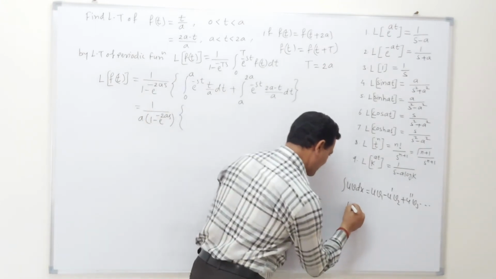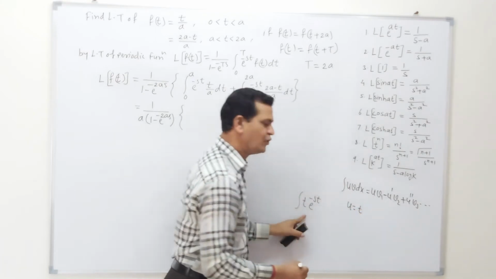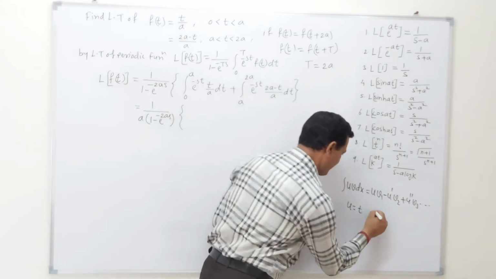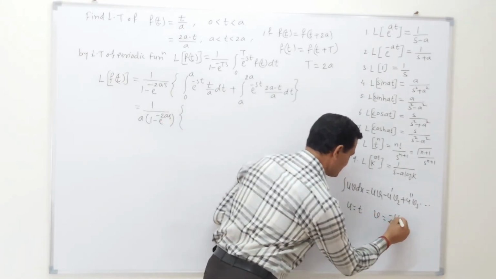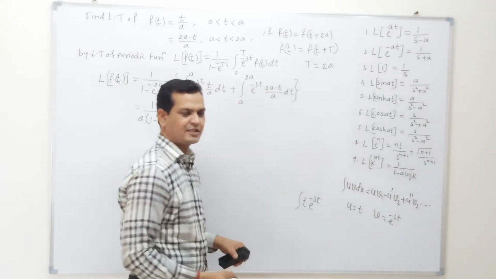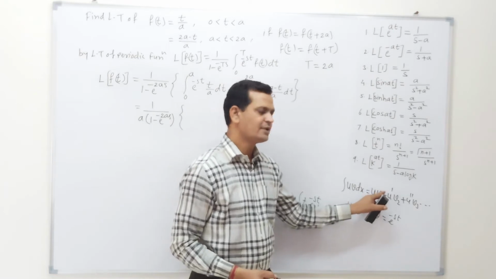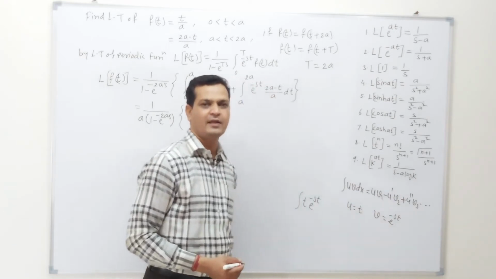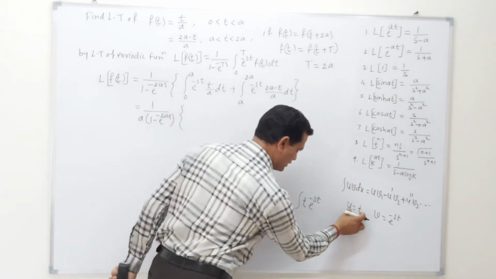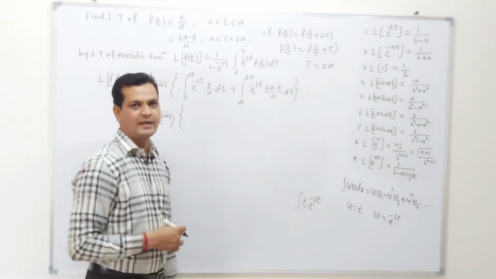According to the general rule for integration by parts, the value of u is t and the value of v is e raised to minus st. This rule says: first function times integration of second, minus derivative of first times integration of second, and so on. So the first function is u, and the second function is e raised to minus st.